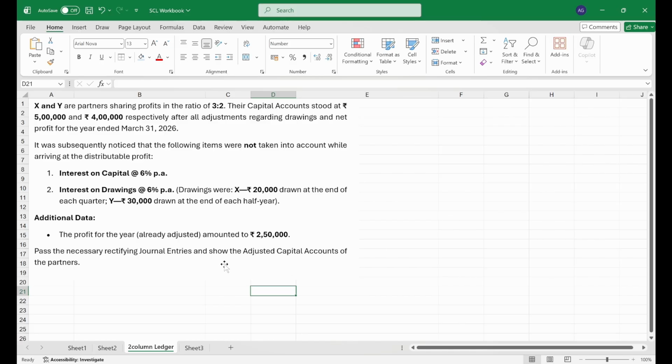Okay, so the two major requirements of this question is we have to prepare multiple rectifying journal entries. So please understand, this is a past adjustment question, but we are not going to prepare any past adjustment table as such and give a final capital to capital entry. This is rectifying journal entries. So we have to use P&L adjustment ledger, and then finally you prepare updated capital accounts also.